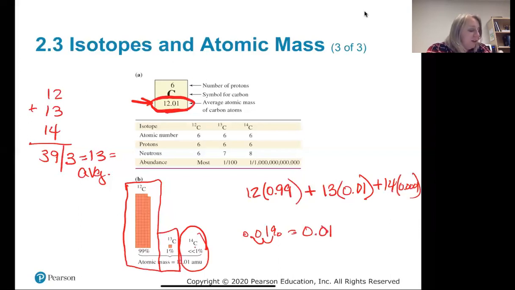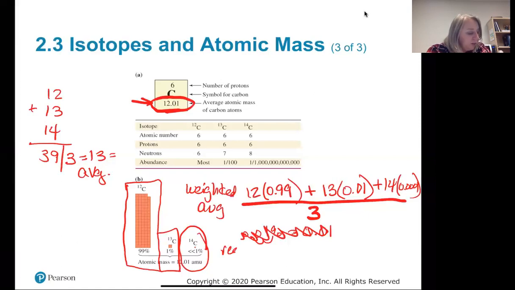And then, let's scratch that out. And then we take that and we divide by 3. So that's why it's different. If it was a regular average... this is a weighted average. This is a regular average, right? A regular average would just be 12 plus 13 plus 14 divided by 3.